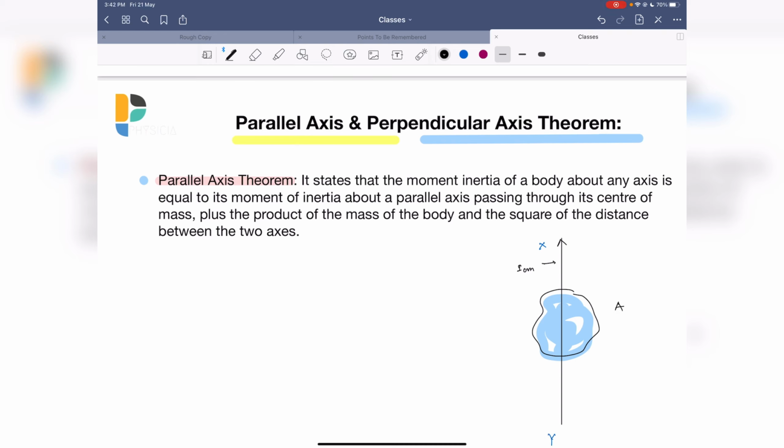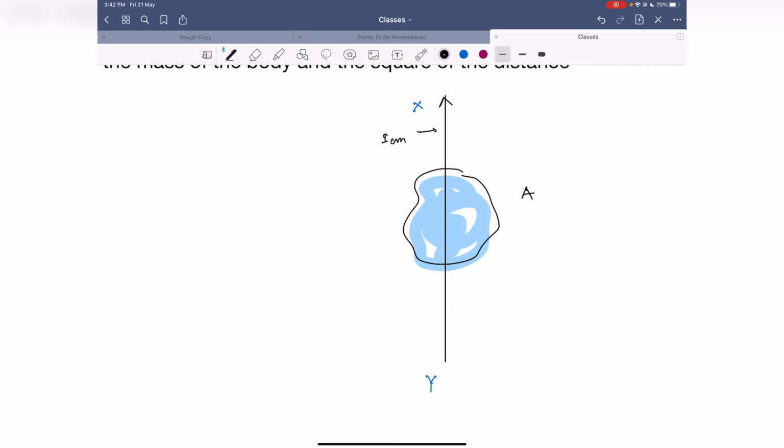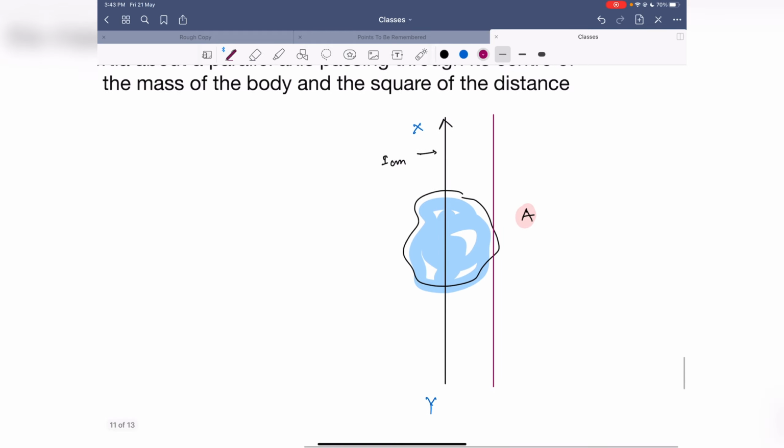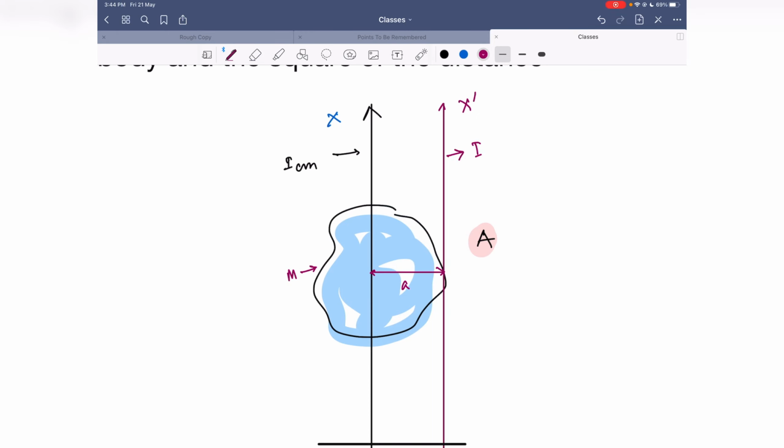Now that is a quite linguistic definition. Now let's see what it physically means. For understanding this we consider a situation where A is a body and xy is the axis which is passing through the center of mass of the body. So the moment of inertia about the axis xy is I_CM. Now we consider another axis which is passing through the body and is parallel to the axis xy, that is passing through the center of mass. Distance between the two axes is given as a and the mass of the body is m. We have to find out the moment of inertia about this axis.